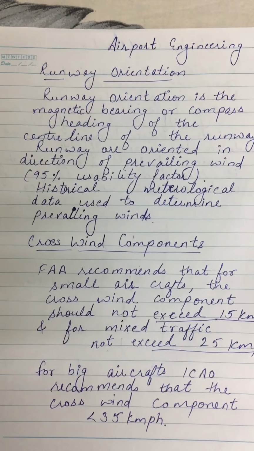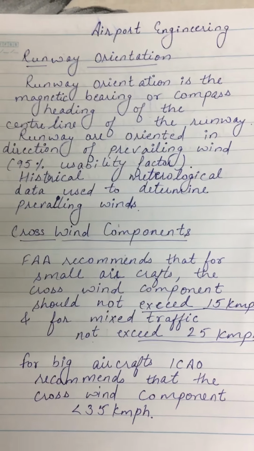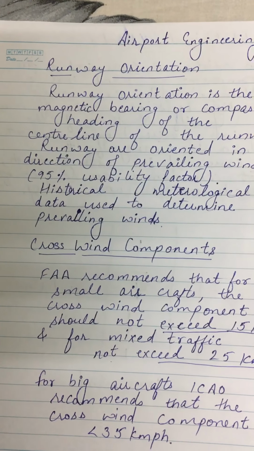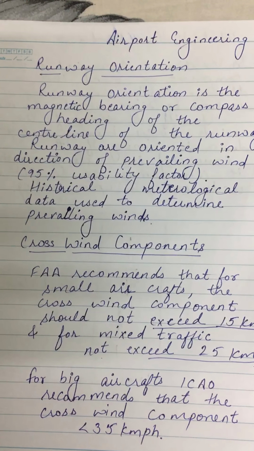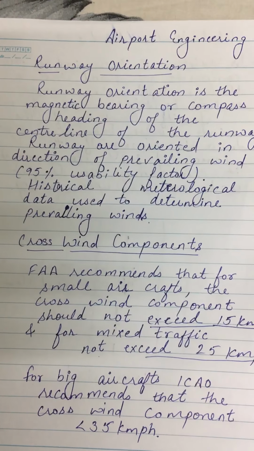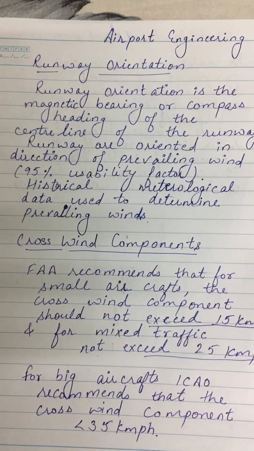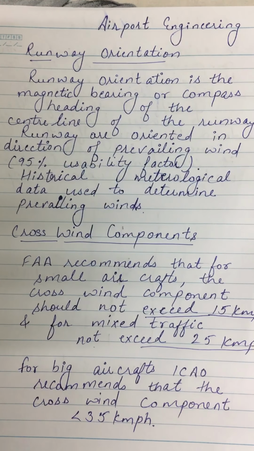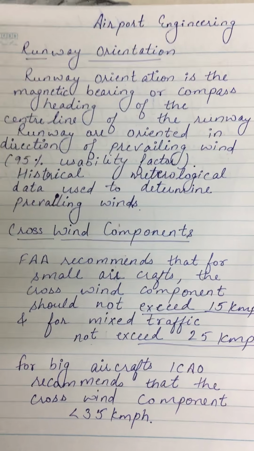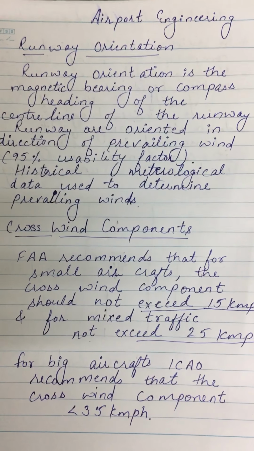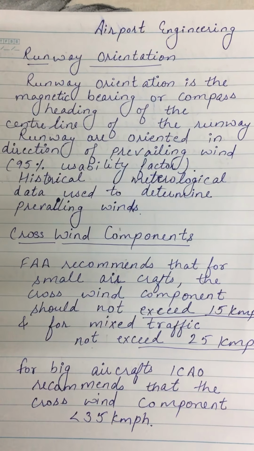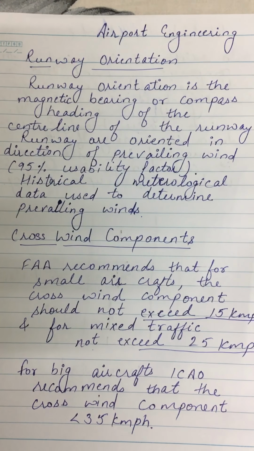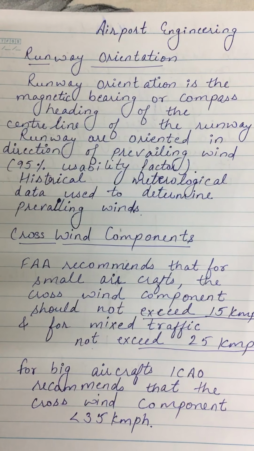Next is the crosswind component. If wind blows making a certain angle with the center line of the runway, then it has two components. One is V cos theta, and the normal to the direction of the runway center line is V sin theta, where V is the velocity of wind. The normal component of wind is called the crosswind component and may interrupt the safe landing and takeoff of the aircraft.